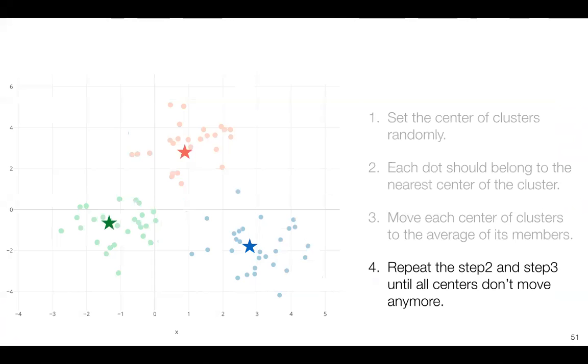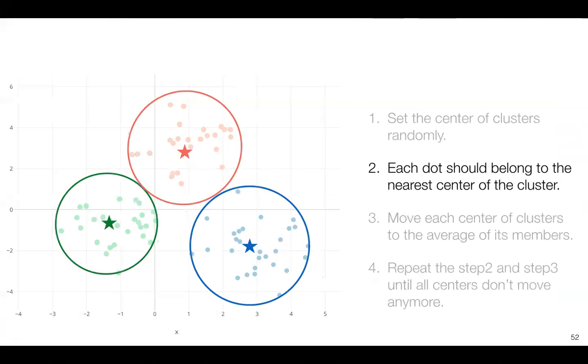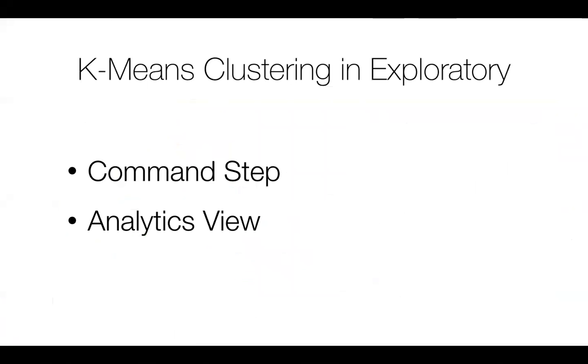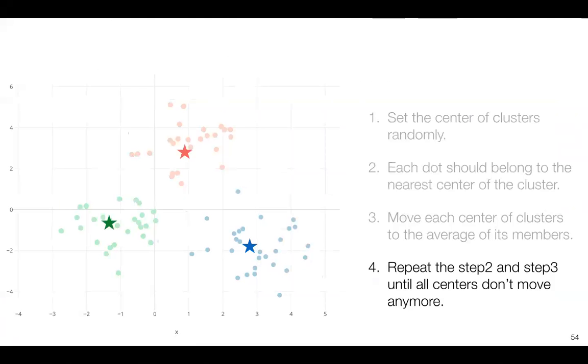And as you notice, step 2 and step 3 keep repeating until all the centers don't move anymore. They stay there, because there's no point in shuffling when nothing moves. And then that becomes the final cluster. So that's what the algorithm is actually doing.